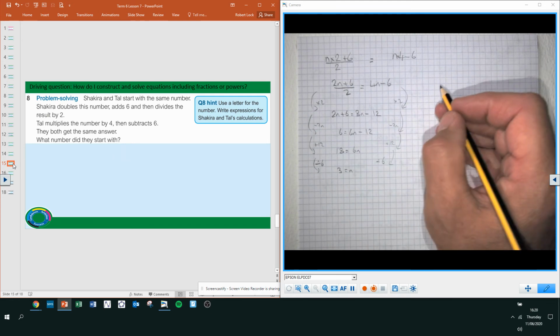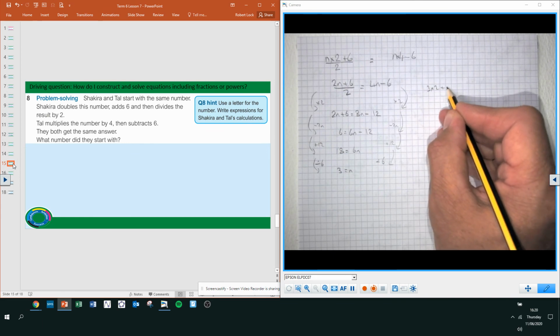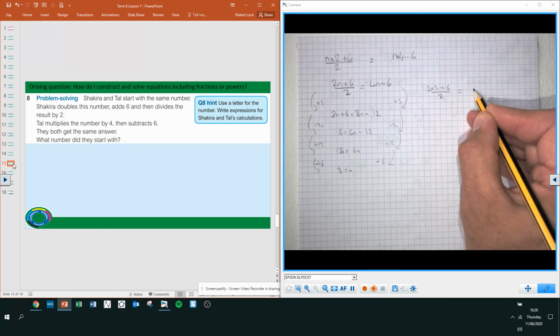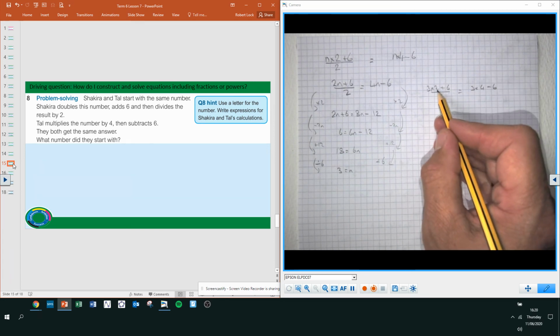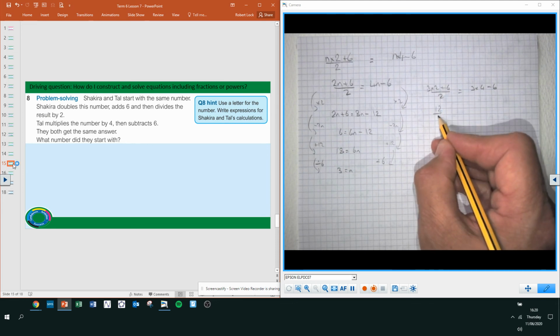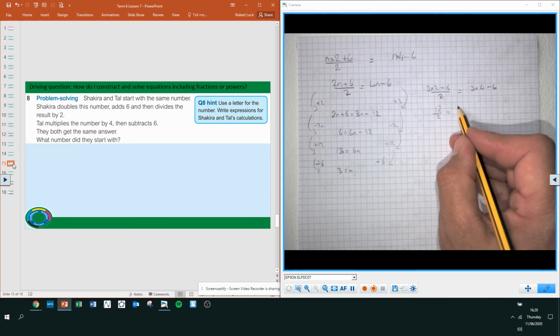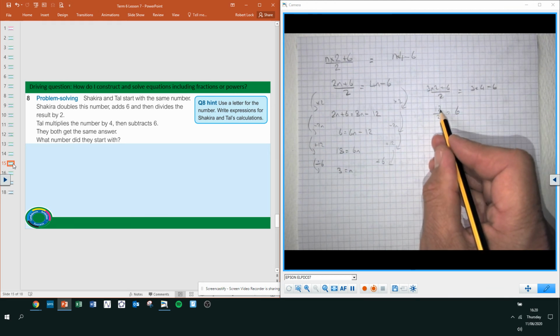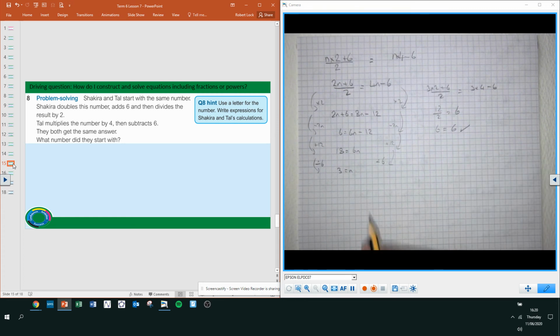Let's check. So 3 times by 2 plus 6 divided by 2 is the same as 3 times by 4 minus 6. So 3 times 2 is 6, add 6 is 12. 12 divided by 2 is 6. 3 times 4 is 12, take away 6 is 6. And 6 equals 6, so the answer is correct. The answer was 3.